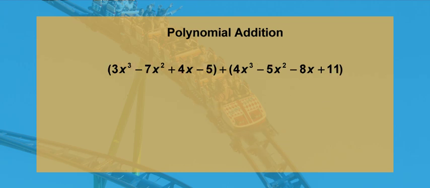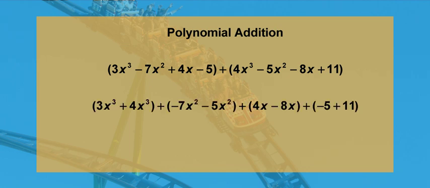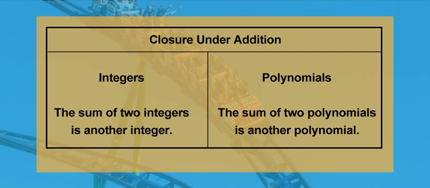You can also add polynomials horizontally. In this case, just place common terms in parentheses, as shown here. Notice all the cubic, quadratic, linear, and constant terms are enclosed in parentheses. Combine terms to find the sum. Like integers, polynomials are closed under addition. Just as the sum of two integers is another integer, the sum of two polynomials is another polynomial.